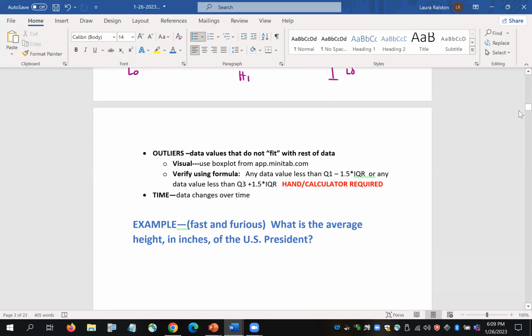And then the last characteristic is time, and we talked about how that characteristic could change over a period of time. Now, I know that was fast and furious, but we talked about it in detail last week.